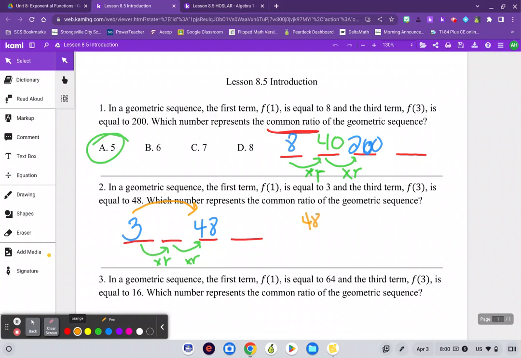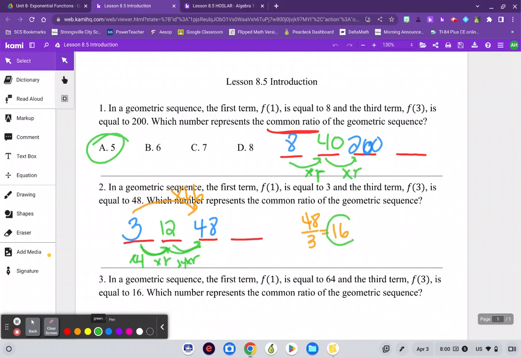Well, let's see. 48 divided by 3 is 16. So it'd take me 16 to get from 3 to 48. I really, though, have to move 2 spots. And so that means, what if I times 4? 3 times 4 is 12, and 12 times 4 is 48.